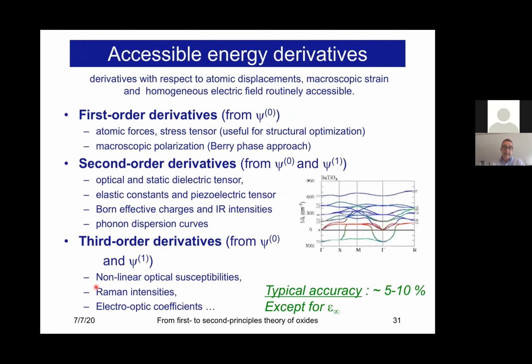And so this means that usually from density functional calculations, you can access first order derivatives like force, stress, polarization, second derivatives like optical and static dielectric tensor, elastic constant, Born effective charge, phonon dispersion curves, but even third order derivatives like nonlinear susceptibilities, Raman intensities, electro-optic coefficients, and so on. For these quantities, of course, the accuracy decreases when you increase the order of the derivative, but typically at second order, we get an accuracy of 5 to 10%.